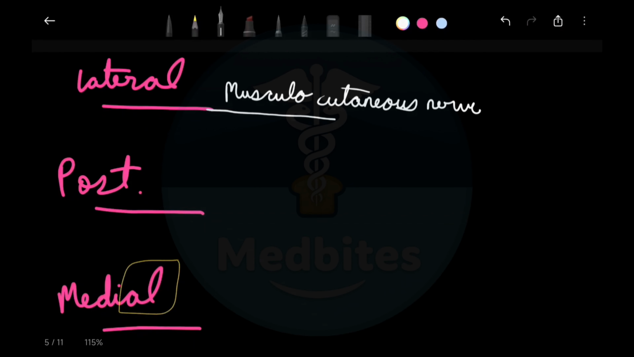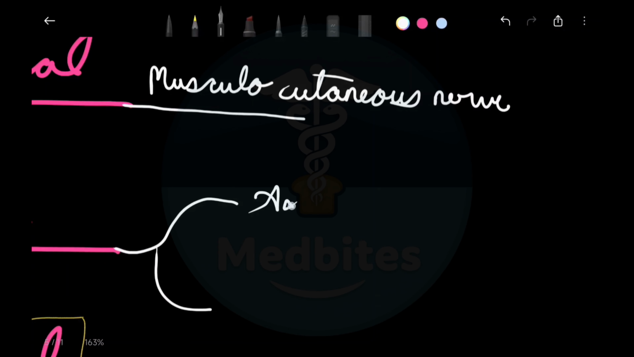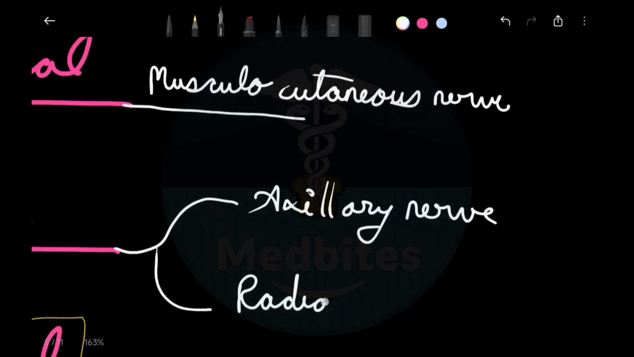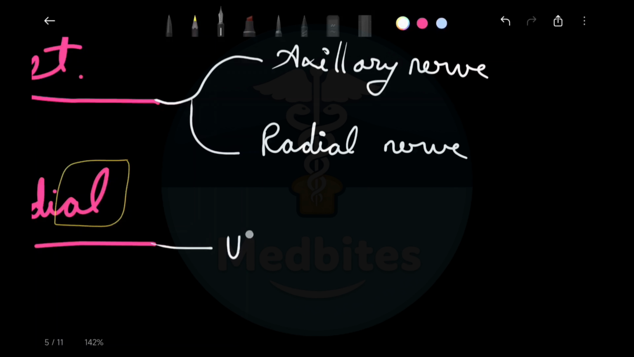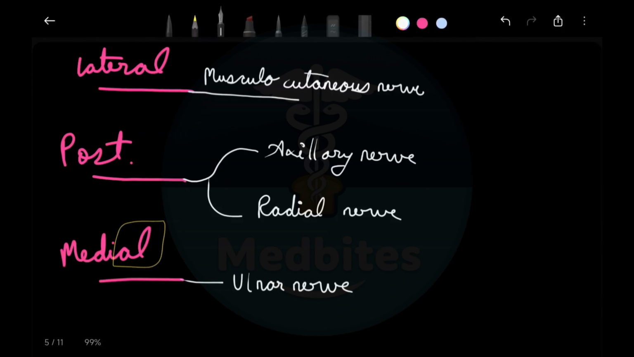The posterior cord will give two terminal branches. One will be the axillary nerve. Now the other one will be the radial nerve. Similarly, the medial cord will terminalize into the ulnar nerve. That was the first part.